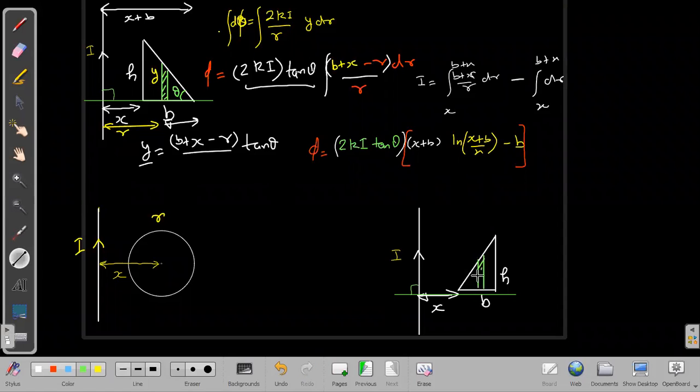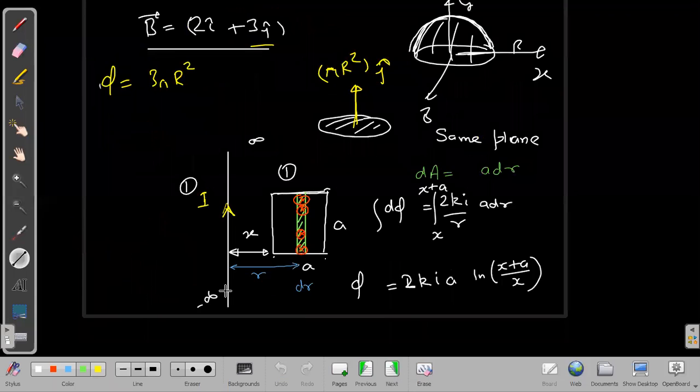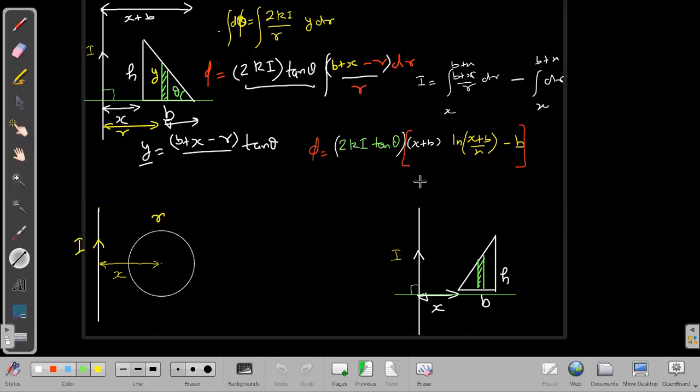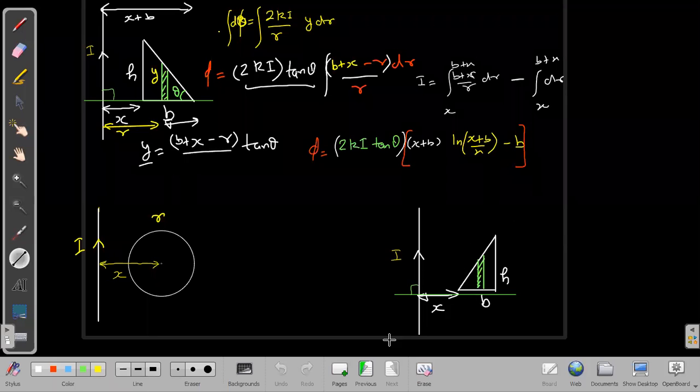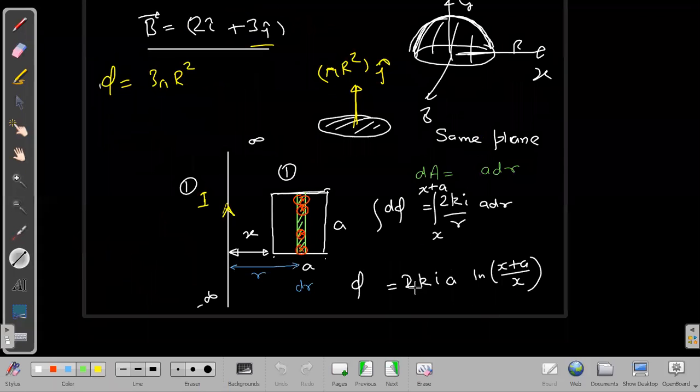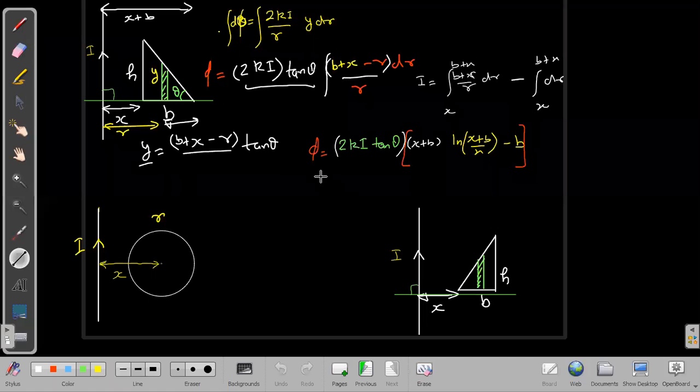Although, H by B equal, now we can get its answer very fast also. If you want to use result number 1 and result number 2, then by these two results I can produce result number 3. How? By subtracting 2 from 1. In the last time, subtracting, I got it for the rectangle. If I have to get it for the rectangle, then I will write 2ki h into log of x plus b by x. That is for this. This minus the new flux which I obtained here for this triangle part will be the remaining flux. We can do that also, but I don't suggest it.